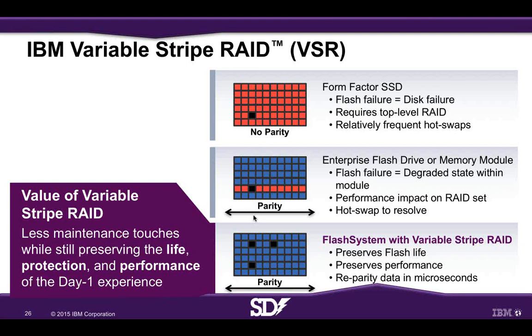So we do it at the page level in the chip itself. Now, if we have a piece of a cell that goes bad, we can change that one stripe set to a 13 plus 1. So that's the variable stripe RAID. By doing that, if a chip starts going bad, we only take 1/16 of 15 chips out of production.